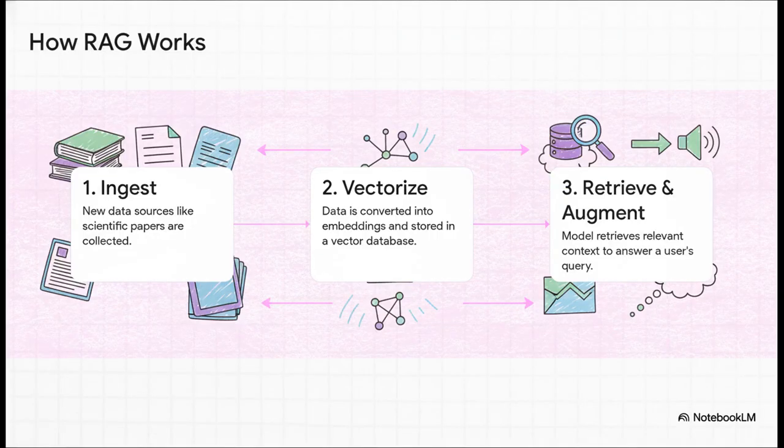And the process works in 3 key steps. First, we ingest the new data. So in our case, we'd be gathering up all those recent scientific papers. Second, we vectorize it, which is a fancy way of saying we turn all that text into numbers and store them in a special kind of database. And finally, when a user asks a question, the system retrieves the relevant new information to augment or beef up its answer. Pretty clever, right?